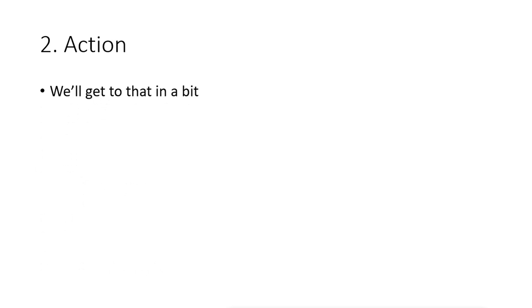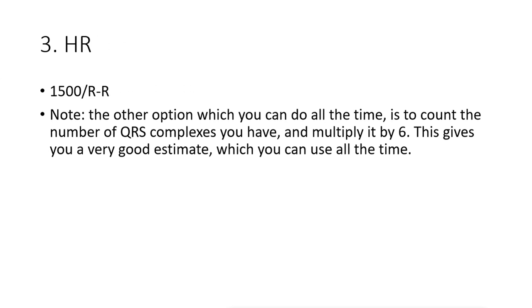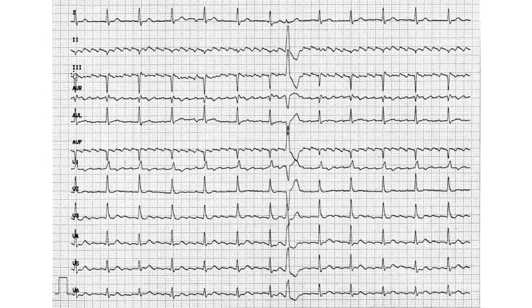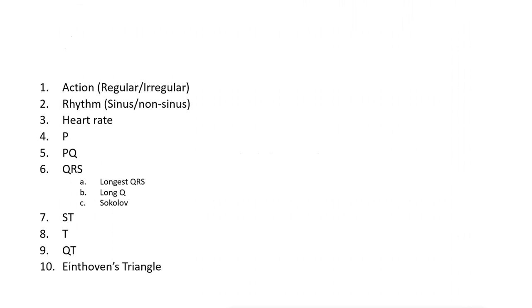Okay, so we're here in the heart rate. Heart rate, how do you calculate it? You take 1,500 and you divide it by the RR interval that you calculated. So if you calculate between these two peaks is, I don't know, 1, 2, 3, 1, 2, 3, 4, so like 34 millimeters. So we take 1,500 divided by 34, and that gives you the heart rate. Okay, that's one way to do it.